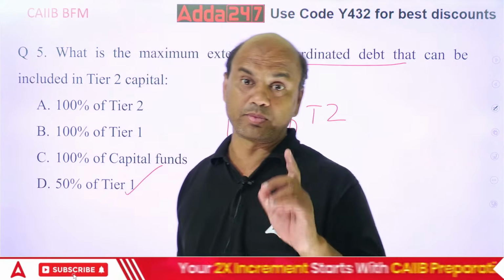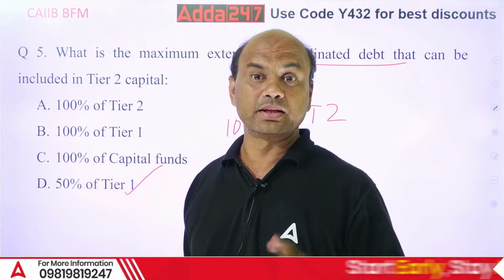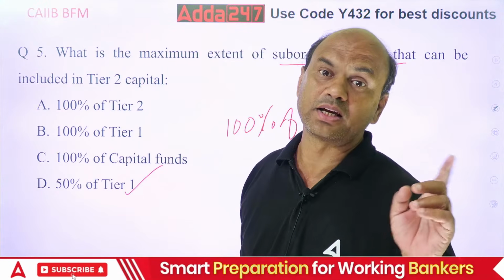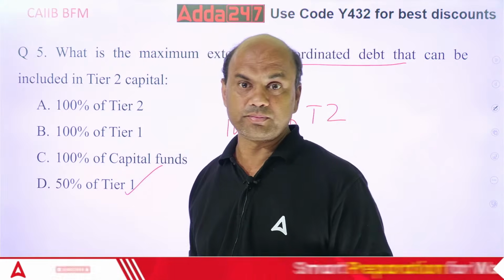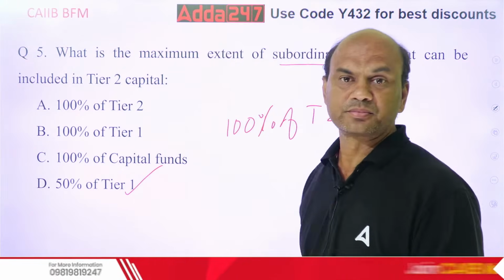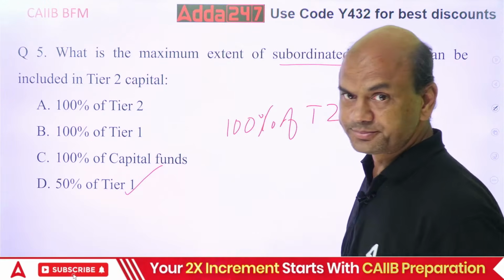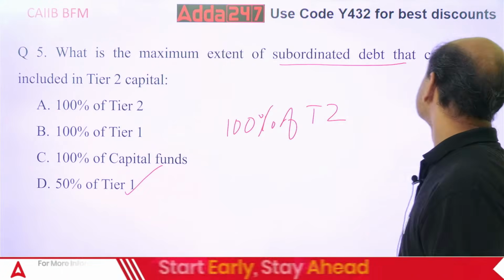One is 1.25% of RWA, that is the loss and contingency reserve. And the second one is subordinated debt. So these 2 points you will remember about tier 2 capital. Okay.